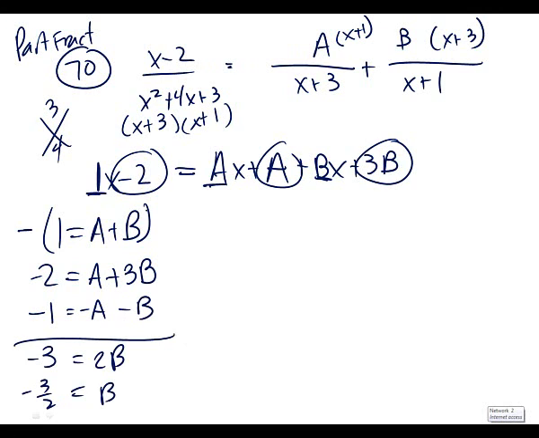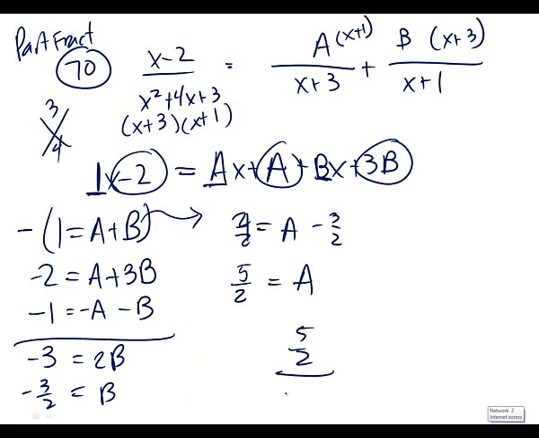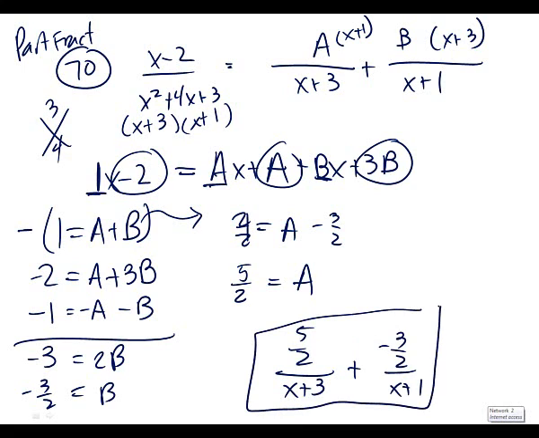All right, and then if I plug back into this one here, I've got 1 equals a minus 3 halves. That's 2 halves. What's a end up equaling? 5 halves? Add the 3 halves to the 2 halves. Yes, 5 halves. So that means I end up with 5 halves over x plus 3, plus -3 halves over x plus 1. Or they factor 1/2 out on you.